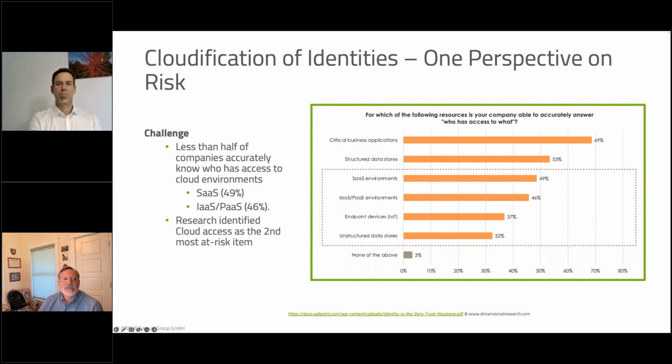So cloud access is the second most at-risk item in the enterprises today. And so we can definitely show that the cloudification of identities is becoming a huge problem and risk. And that's probably one of the contributing factors to why we're seeing so many breaches and data theft, et cetera.